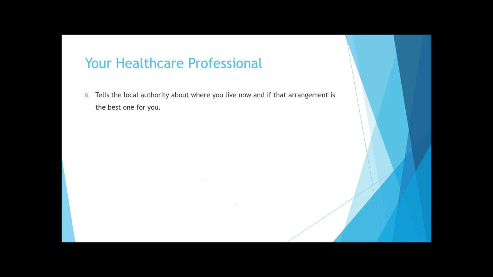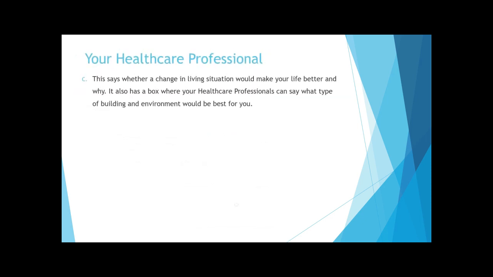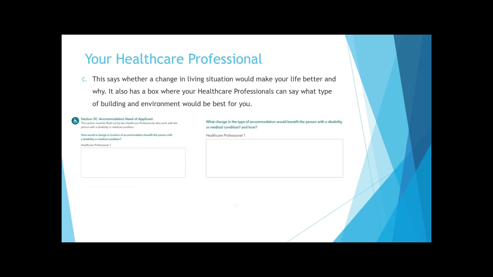Part B tells the local authority about where you live now and if that arrangement is the best one for you. Part C says if a change in living situation would make your life better and why. It also has a box where your healthcare professionals can say what type of building and environment would be best for you.